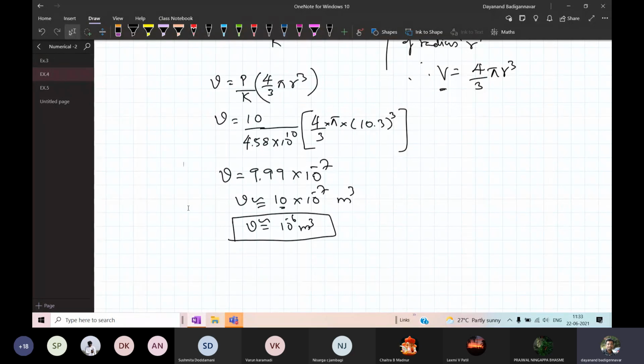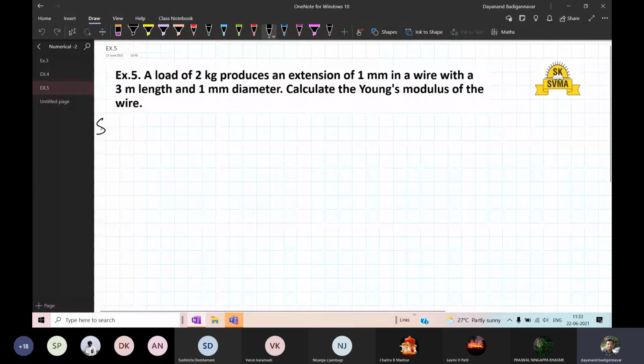Okay, let's go to the next problem. You have to do this one and tell me the answer. Who is going to solve and tell me the answer? This has to be solved by yourself.